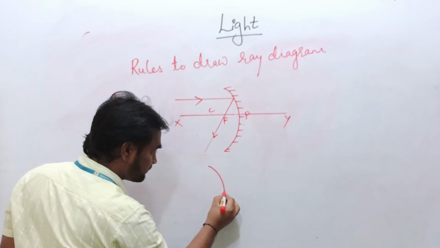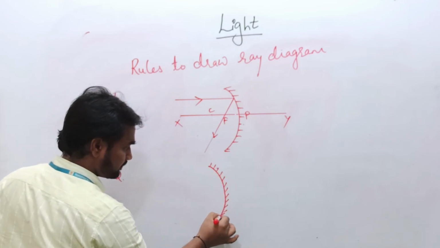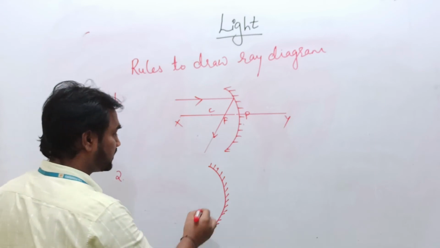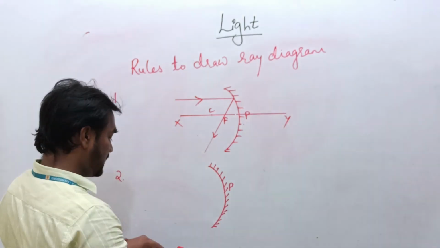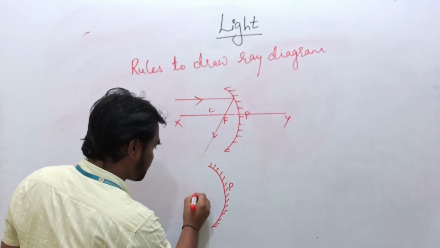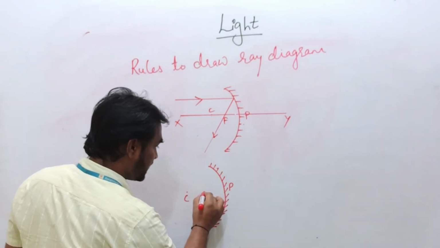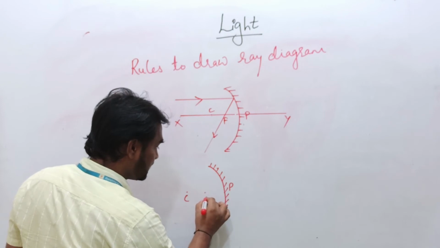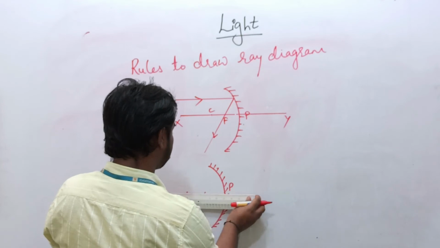This one. If this is the concave mirror, the center of this concave mirror, let me name it as P, pole, and let me take one point here as C, center of curvature, and the midpoint I'll name as F. So you have to take the proper dimensions.